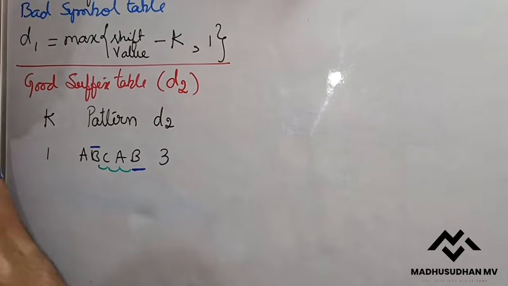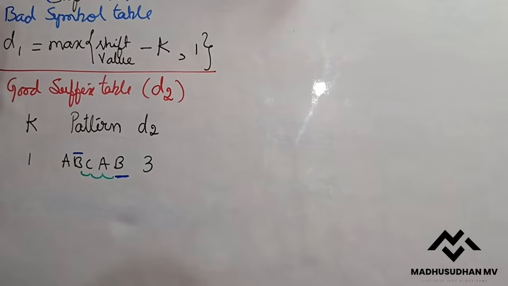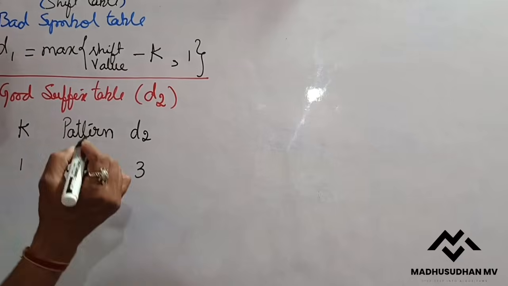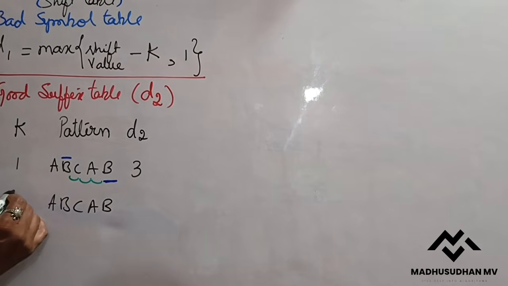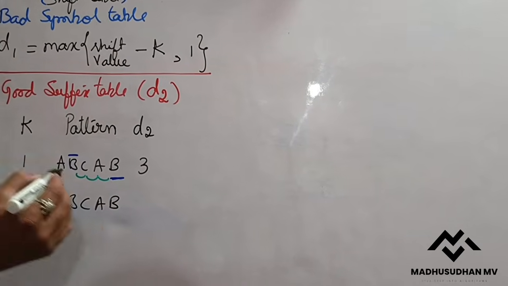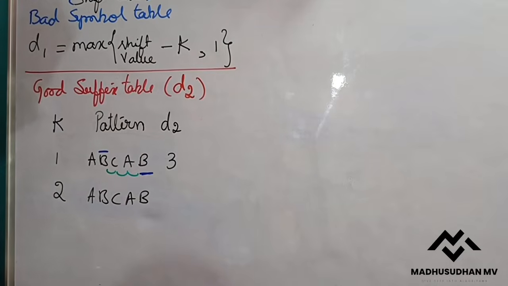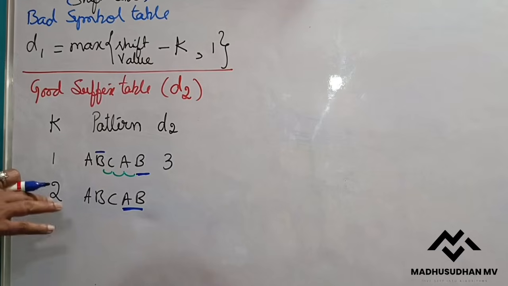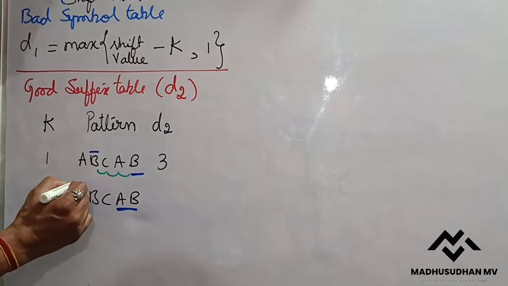Now similarly, the same pattern, A, B, C, A, B. Now the number of matched characters is 2. If 2 characters have been matched, check whether AB is there somewhere else. Yes, it is there, AB here.